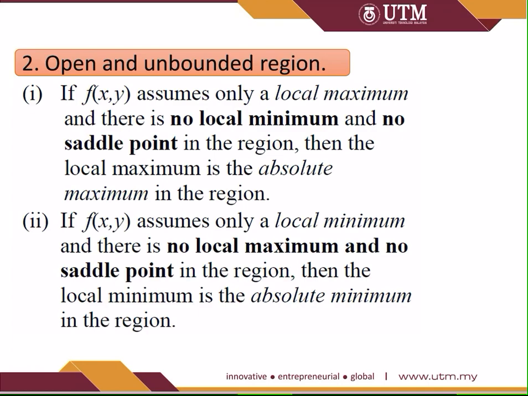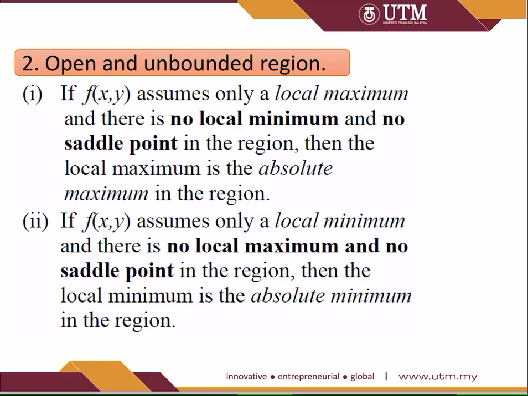If we have the local maximum within the region, we can consider the local maximum as the absolute maximum. And if the region only has a local minimum, therefore we can say that that one is the absolute minimum, considering there are no other local minimum or maximum points and no saddle point.